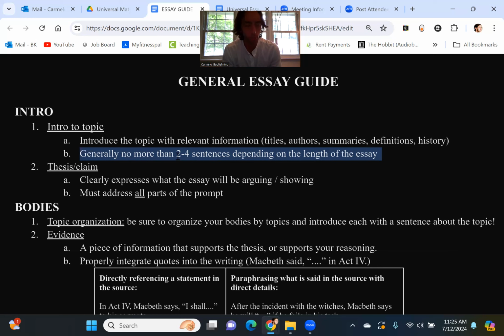Generally, no more than 2 to 4 sentences, depending on the length of the essay. Most of the essays we're going to write in high school are going to be 5, 6 paragraphs long. Maybe, depending on the class, you might have a several page long essay. So generally, depending on how long it is, you want to shoot for nothing really over like 5 sentences, I would say, for your relevant summary of the text.